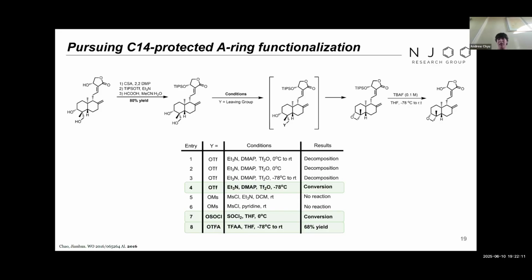Additionally, as Galen previously mentioned, we found a different way to deprotect the TIPS with TBAF, where upon temperature control, starting at negative 78 and then letting it go up to room temperature, we get very nice conversion to the C14 deprotected andrographolide, leaving just the oxetane andrographolide.